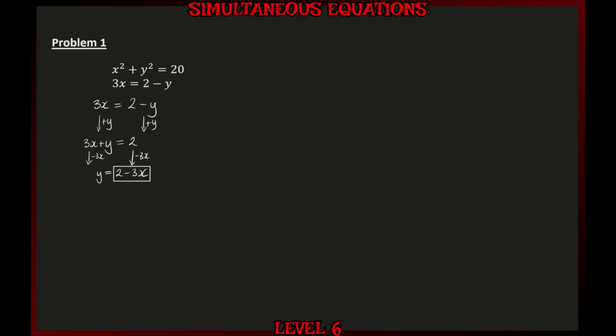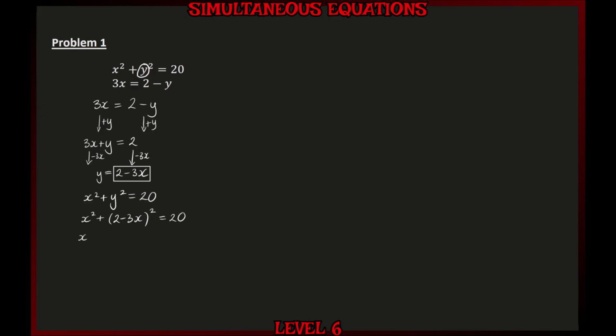So that means in the first equation, the nonlinear one, wherever we have a y, we can now substitute it with 2 minus 3x. So that first equation, x squared plus y squared is equal to 20, now becomes x squared plus, and in place of y, we're going to have (2 minus 3x) in brackets squared, is equal to 20. And our equation is now written entirely in terms of x. So we can expand, simplify, and hopefully solve this equation.